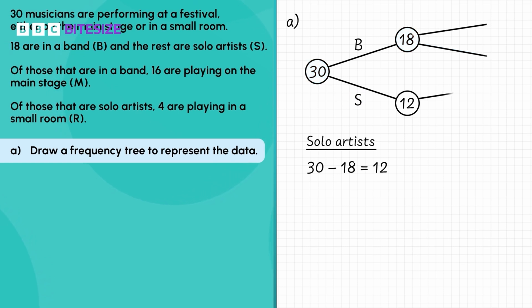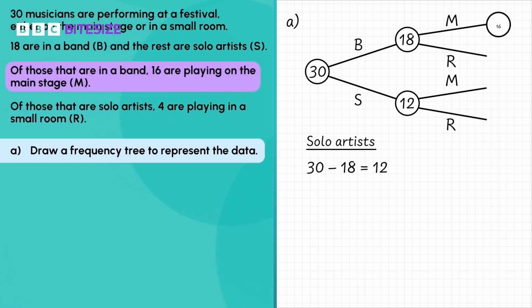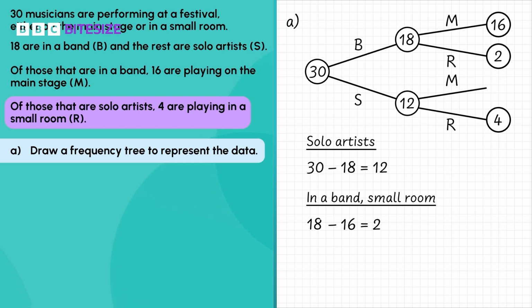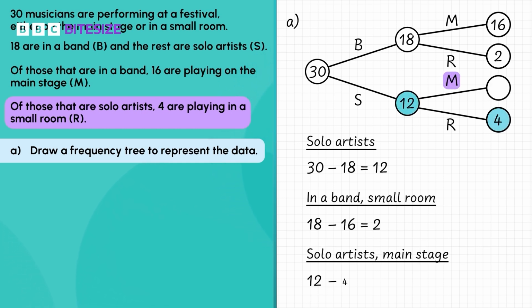Next, split each branch into two more branches, labeled M for main stage and R for small room. Of the 18 people in a band, 16 are playing on the main stage. That means the number from this group who are playing in a small room is 18 subtract 16, which equals 2. And of the 12 solo artists, 4 are playing in a small room, so the number of people from this group who are playing on the main stage is 12 subtract 4, which equals 8.